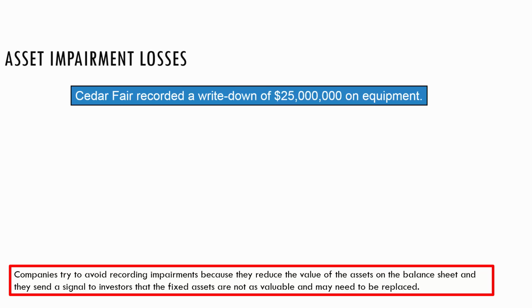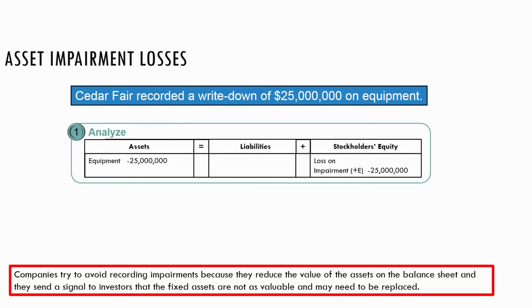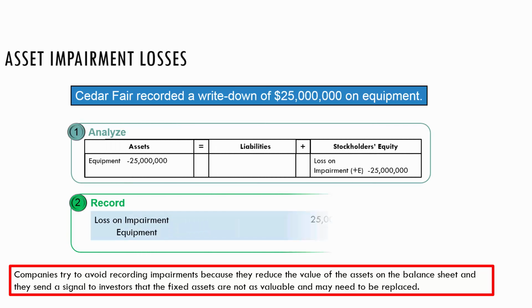But again, according to GAAP, we're talking about the cash flows from the products, for the cash flow from the equipment or property, the long-lived assets. Here we have Cedar Fair, which was the amusement park, and they're going to record a write-down of $25 million on equipment. This is huge. So what they're going to do is they're not going to take it to depreciation expense. They are going to take it directly to the equipment, reducing the value of the equipment by $25 million and recording a loss on impairment.